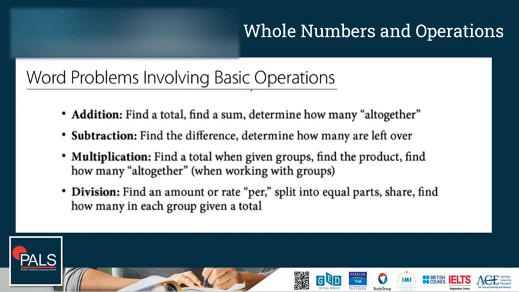Word problems involving basic operations. When working on word problems involving the basic operations, there are some key phrases or ideas that can help you keep track of whether you should multiply, add, divide, or subtract. Let us look at the key phrases on the screen. For addition, we have find a total, find a sum. By the way, sum is the answer for addition. Determine how many altogether. So it means you need to add if you have seen all of these key phrases.